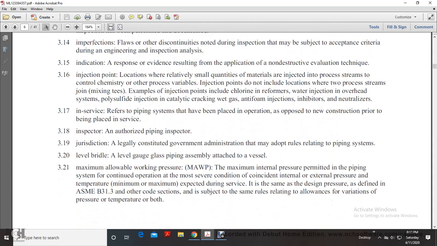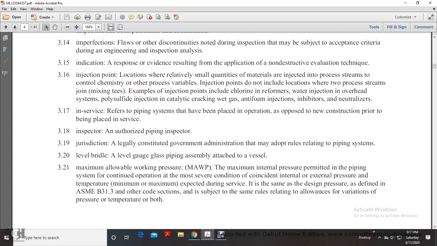Inspector: authorized piping inspector. Jurisdiction: a legally constituted government administration that may adopt rules relating to piping systems. Level gauge glass: piping assembly attached to the vessel. Maximum allowable working pressure, or MAWP: the maximum internal pressure permitted in the piping system.